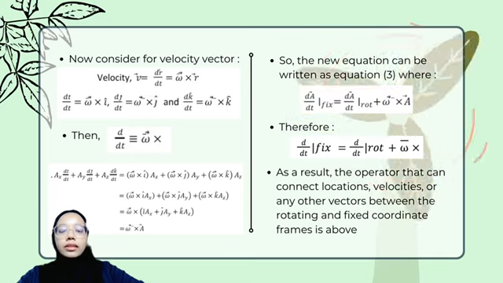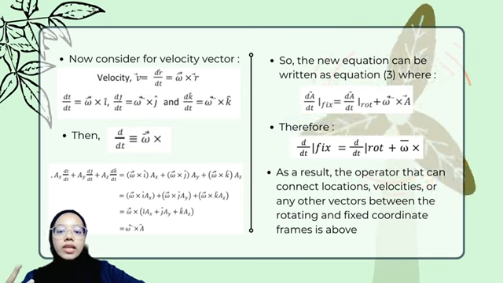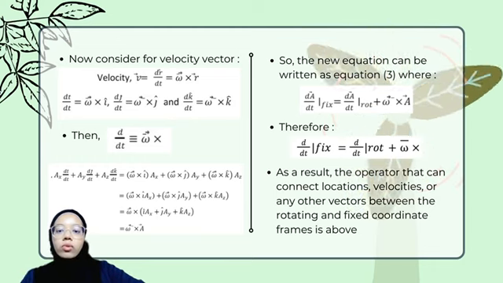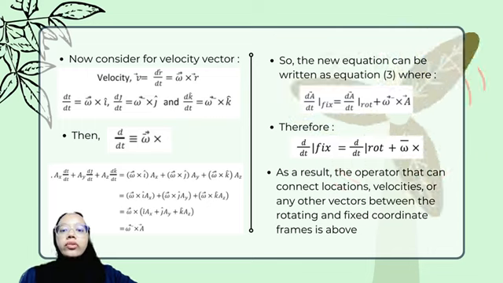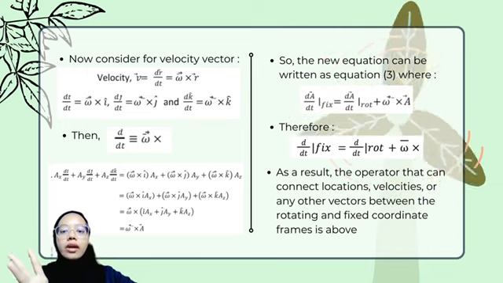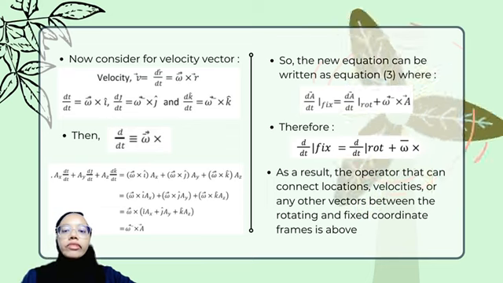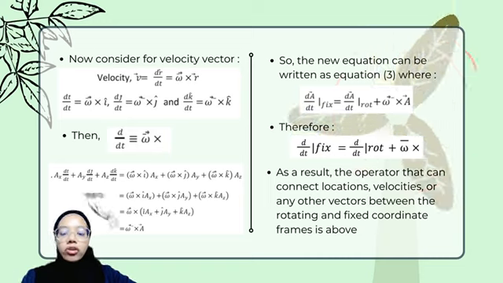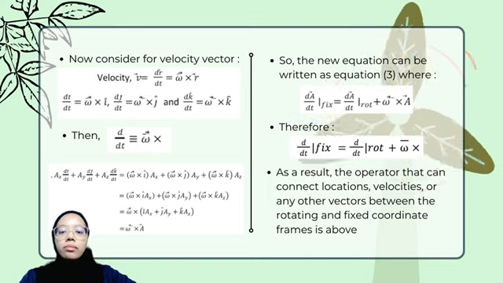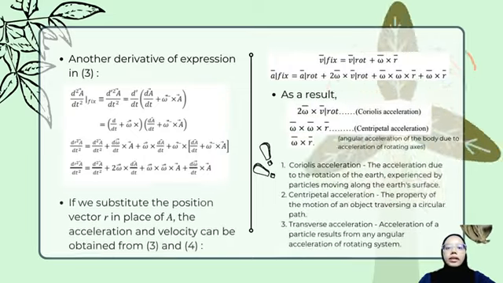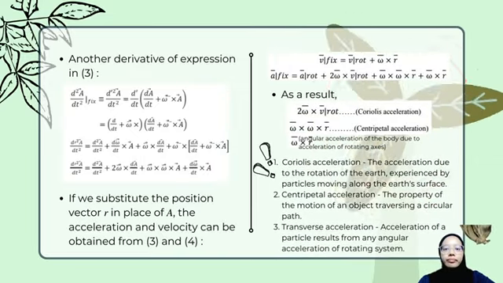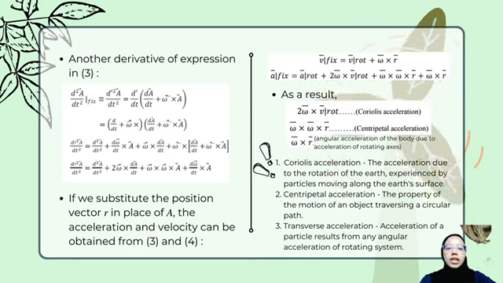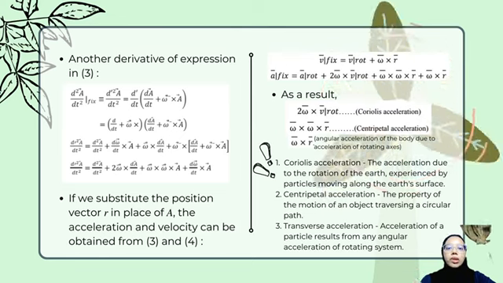Then we have an operator. The derivative is equivalent to omega vector times, and therefore we will get the equation below. So the new equation can be written as equation 3, where the fixed derivative of vector A is equal to the rotation derivative of vector A plus vector omega times vector A, and therefore we have the equation below. Or another expression of 3 we got as this. If we substitute the position vector r in place of A, the acceleration and velocity can be obtained from 3 and 4 as the equation below.